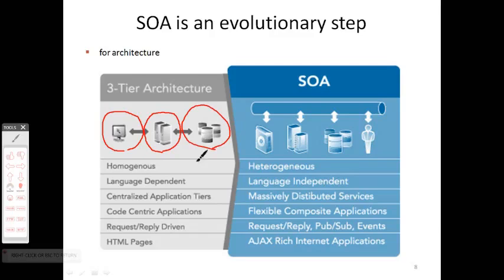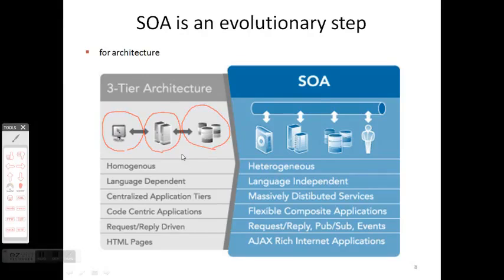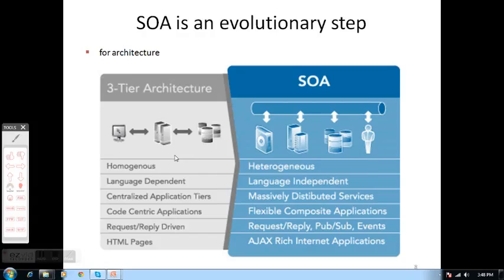We separated these layers in order to achieve separation of concerns, and therefore some degree of reusability. This three-tiered architecture had attributes such as homogeneity, language dependency, and a centralized application tier. So these tiers had to be centralized.